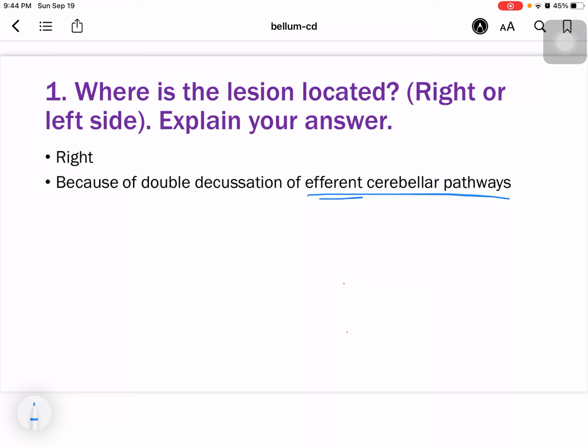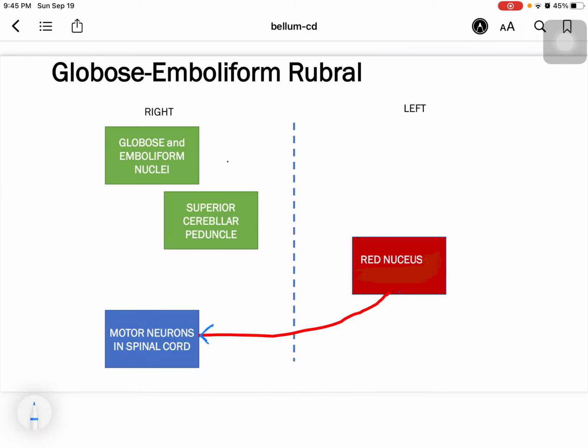If we are talking about efferent cerebellar pathways, the important one is the superior cerebellar peduncle. Your middle and inferior peduncles could have some efferent fibers, but they are mostly afferent. The efferent pathway is the one that would cause symptoms such as dysmetria and dysdiadochokinesia. This is the schematic diagram of the globose emboliform rubral pathway, which has an effect on your ipsilateral motor activity.